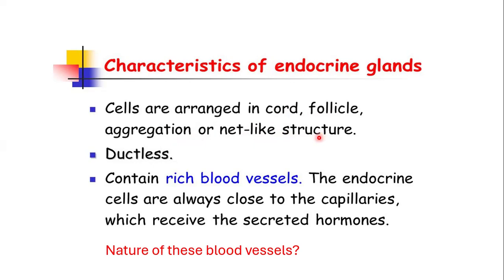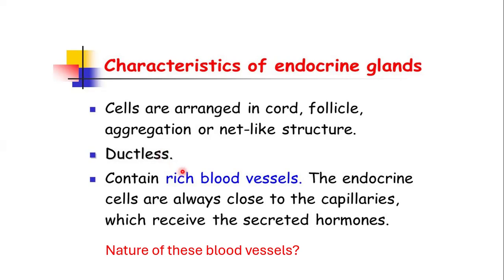So, if you're given a histological slide and you see arrangement of cells in any of these four morphologies, most likely that is an endocrine gland. Also, they are ductless, so they don't have ducts. So that's the second characteristic, and that will enable you to differentiate it from an exocrine gland. And then they are highly vascularized.